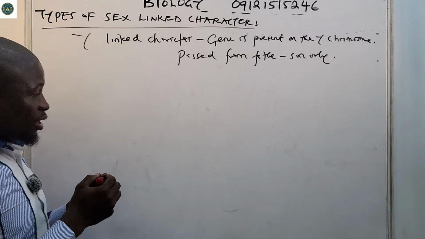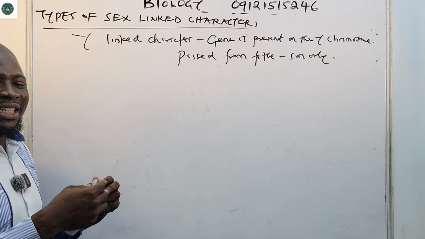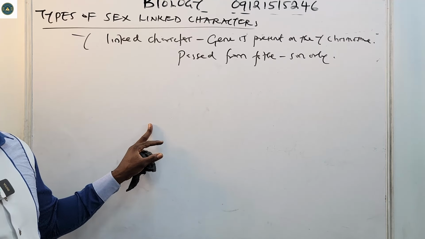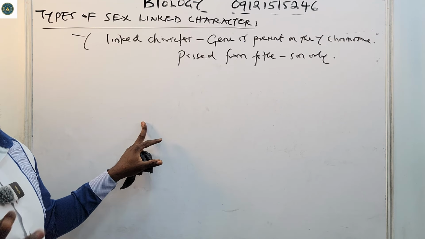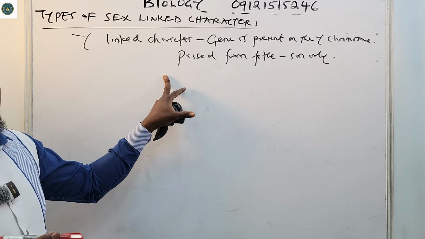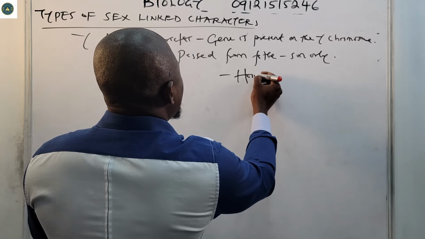Because they are Y-linked, that means it can only be present on the male. So it's passed from father to son. It cannot be passed to the daughter. You cannot pass a Y-linked character to the daughter. So that is what a Y-linked character is. An example of a Y-linked character is the one we call the hairy pinna.